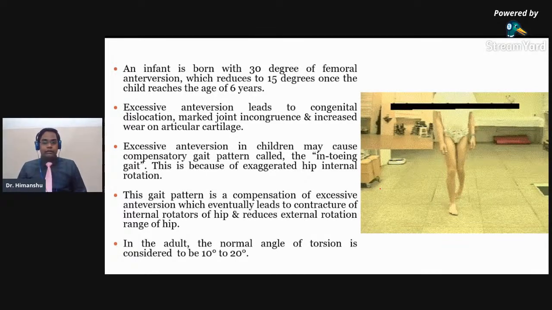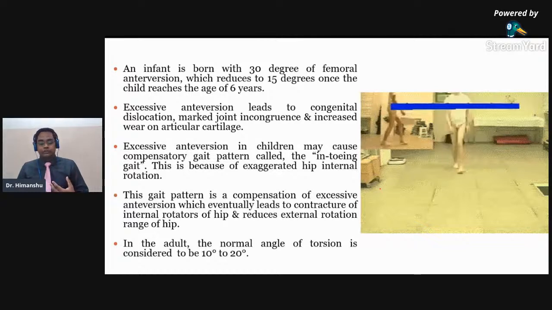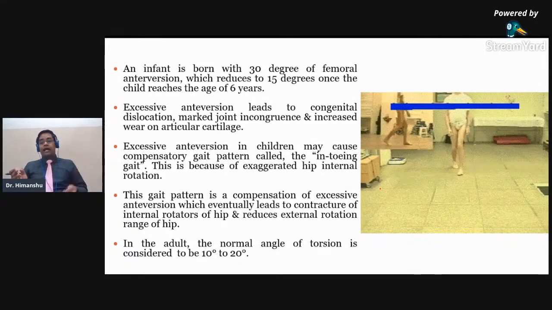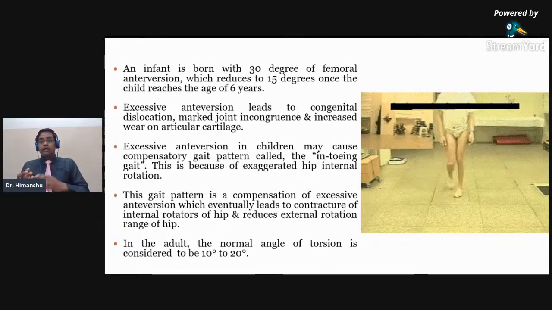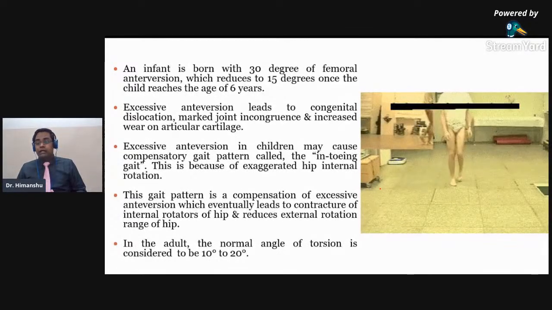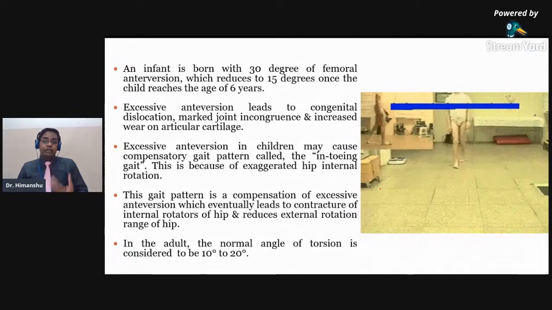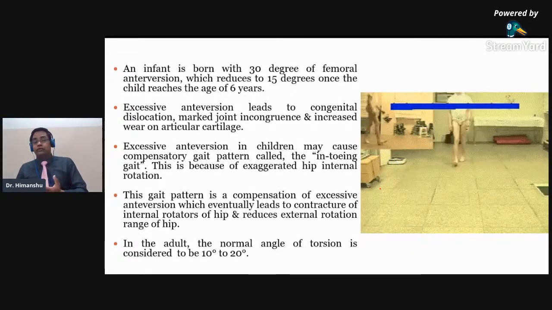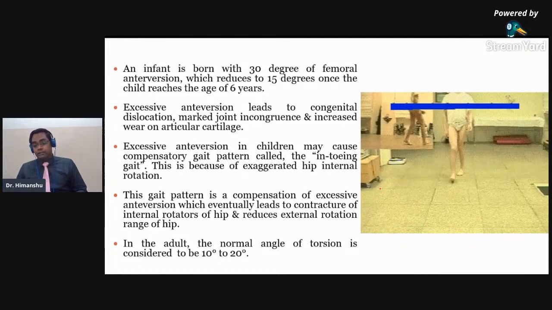That's what I was telling you about: the early osteoarthritis. Whenever there is excessive antiversion, you can have dislocations and joint incongruency, and there will be enhanced compressive loading at some parts of the articular surface, which would lead to degeneration. Okay, now excessive antiversion in children may cause a compensatory gait pattern also.